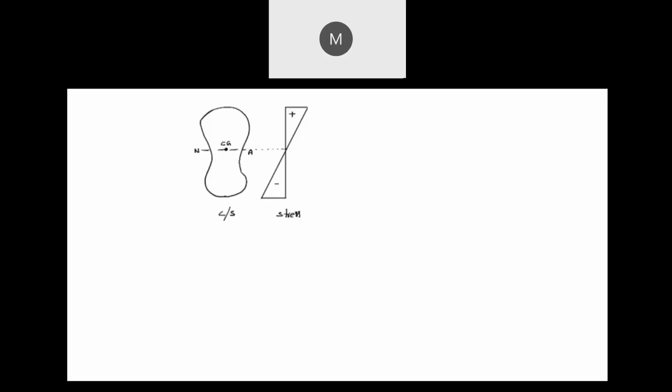Now if you take an element which has dA area, which is y distance from the neutral axis, the stress at that location, let us take the stress as f.